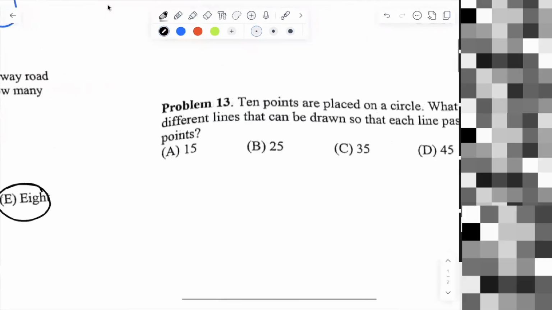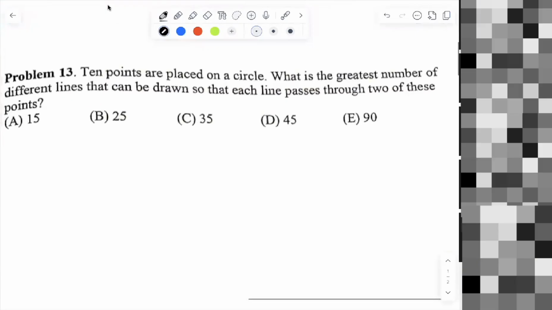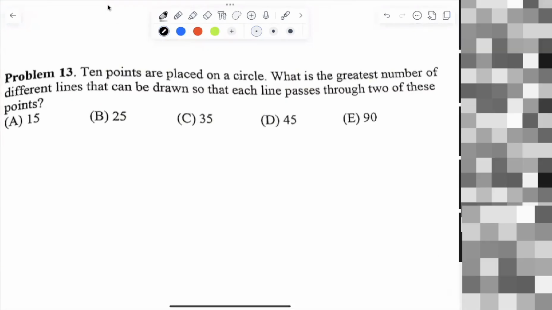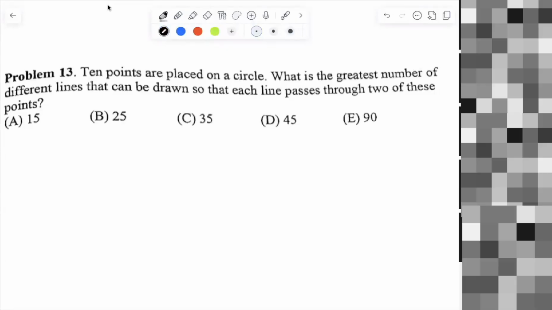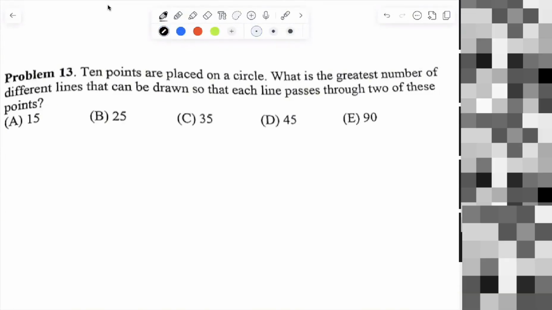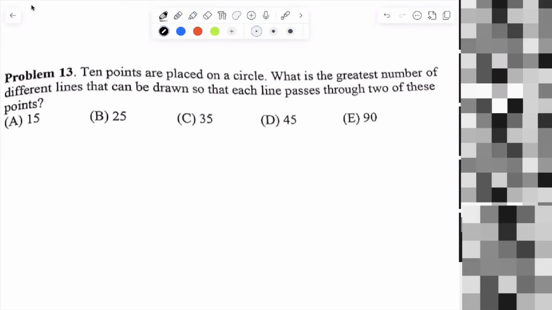Now let's move on to problem 13. 10 points are placed on a circle. What is the greatest number of different lines that can be drawn so that each line passes through 2 of these points? Have a try on this question and tell me answers in chat.